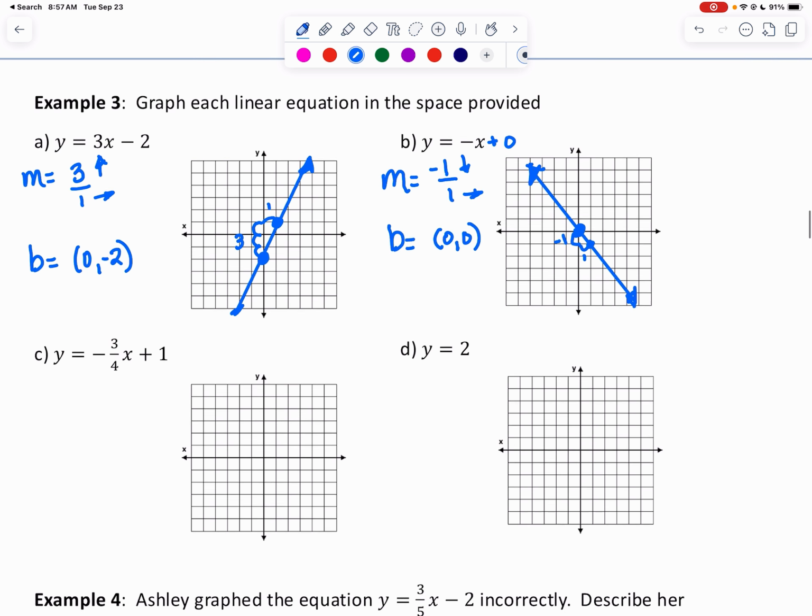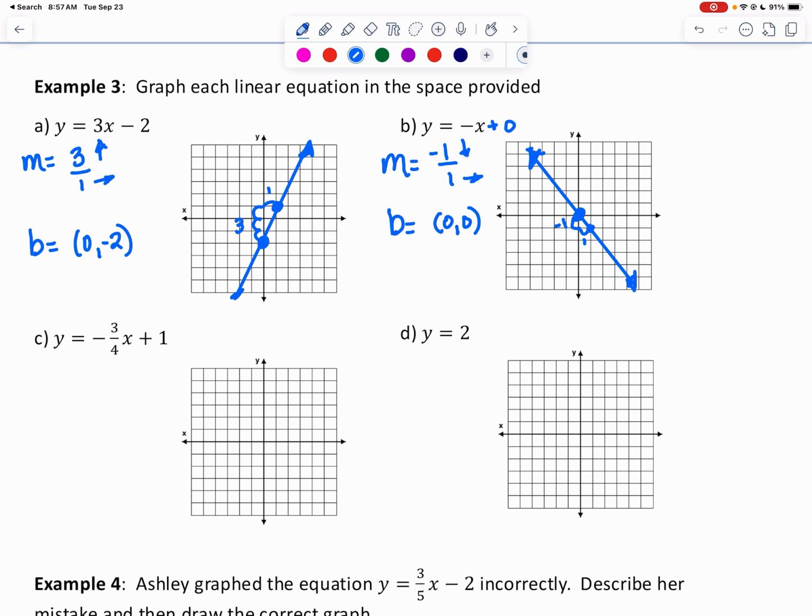All right. Problem C. Our slope is negative 3/4. You can put the negative on the top or the bottom. It doesn't matter, but you can only put it one place. So I like to put it on the top number. And then our y-intercept, 0, positive 1. All right, so let's place our y-intercept on the y-axis.